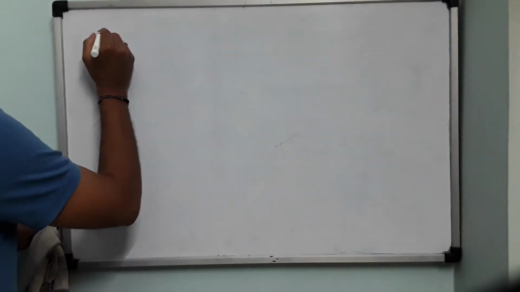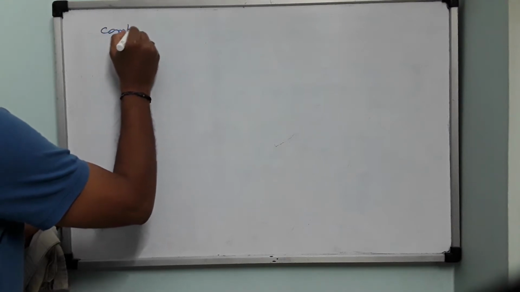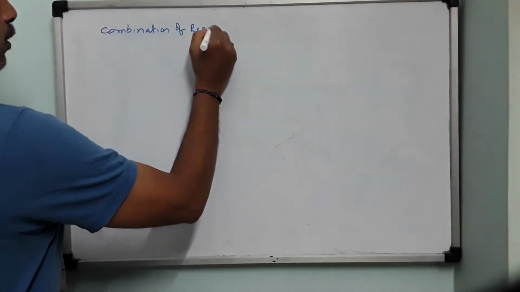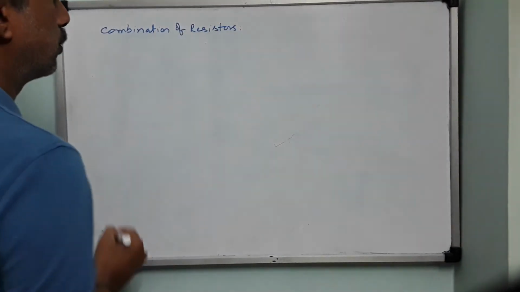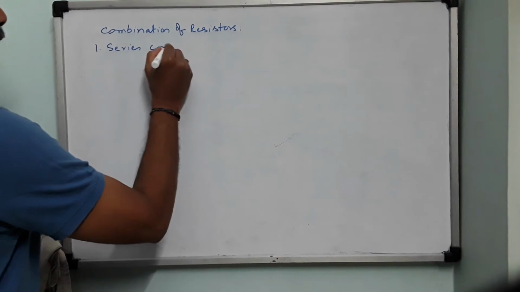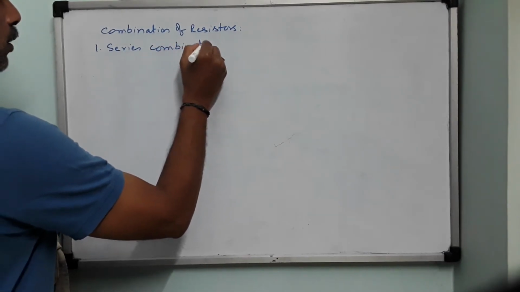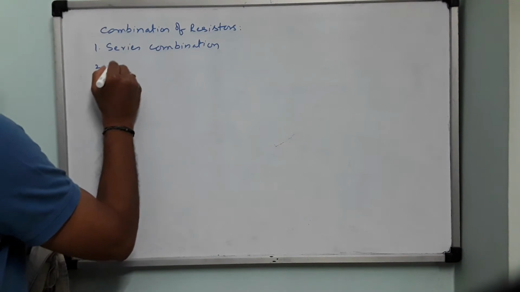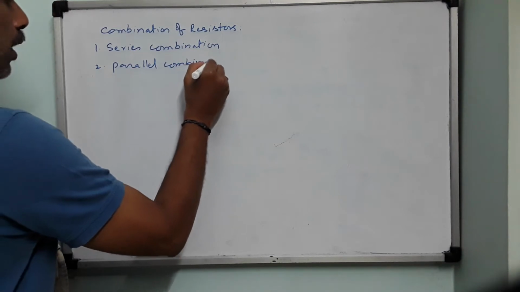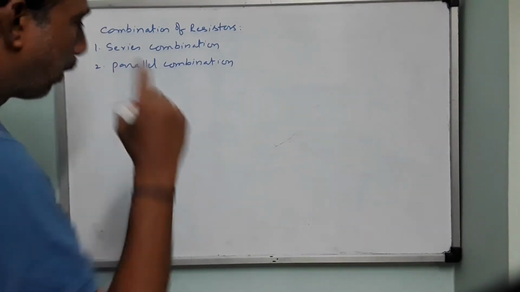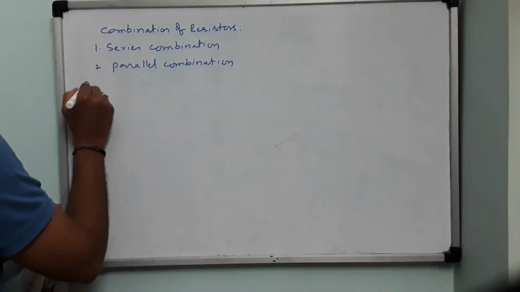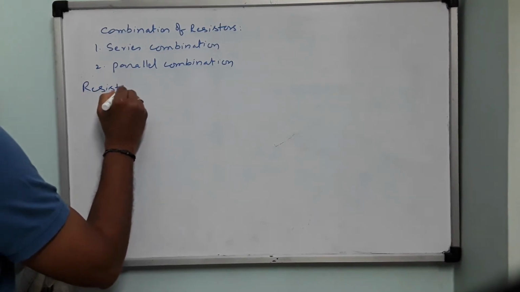So, combination of resistors. Number one, series combination. Number two, parallel combination. One by one we will discuss. First we will take up a series combination. So I write here, resistors in series.